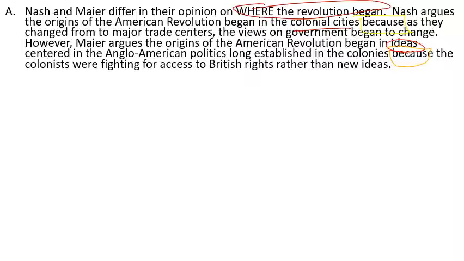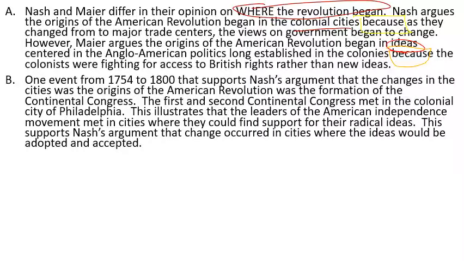So questions B and C want to be good ABE people and want to provide examples to back that up. So let's look at some examples that could back up their arguments and how we restate their arguments. So question B says, "One event from 1754 to 1800 that supports Nash's argument that the changes in the cities was in the origins of the American Revolution was the formation of the Continental Congress." So here is our example. But remember, we have to argue our example.